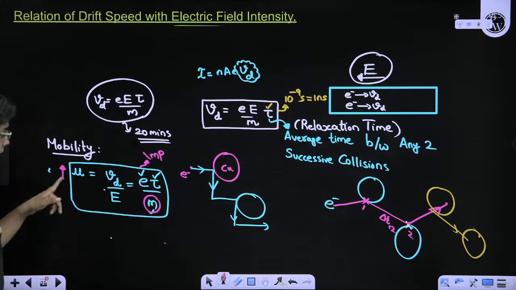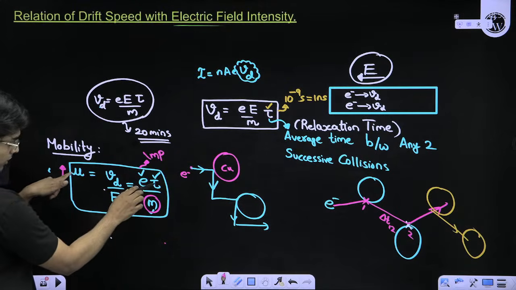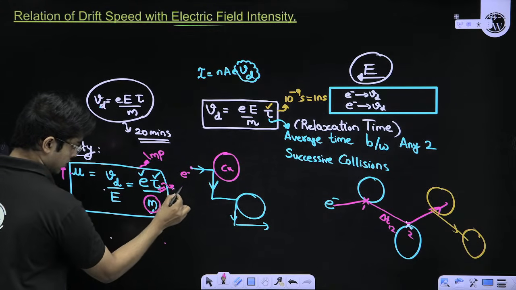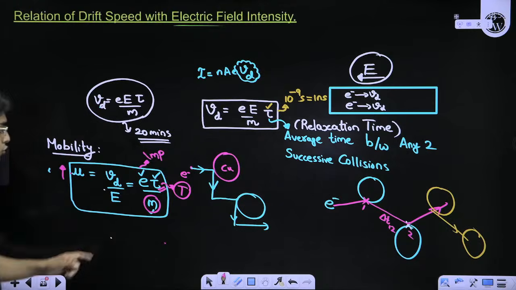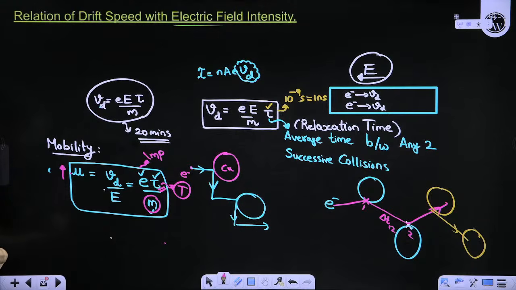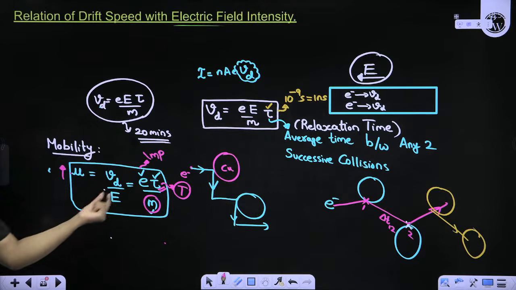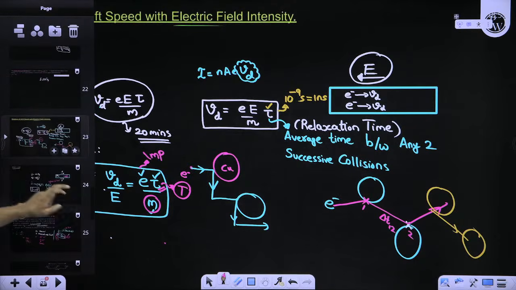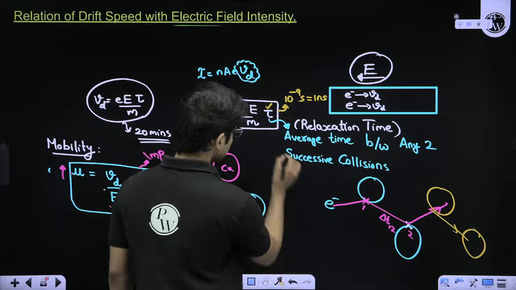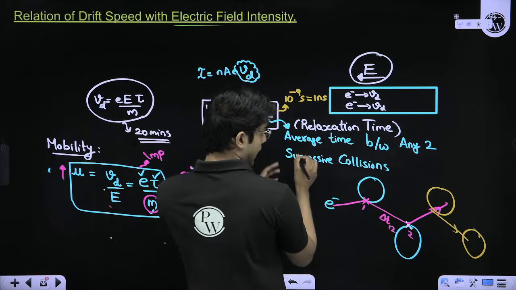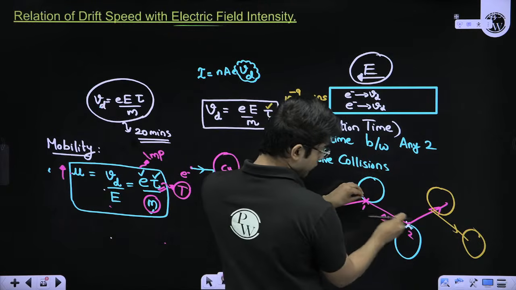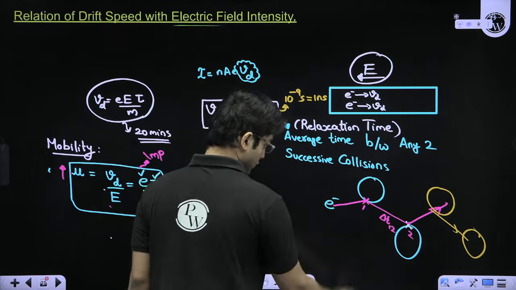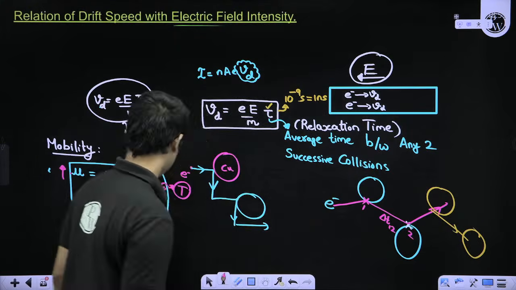And another important thing is mu also depends on temperature, right? Because tau depends on temperature. So mu also depends on temperature. So now we'll also see how tau depends on temperature. So what was tau again? Tau was the average time it took for the electron to collide twice, right? So if you increase the temperature, what do you think will happen?